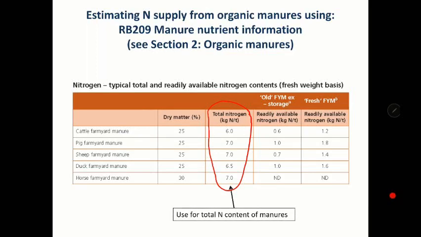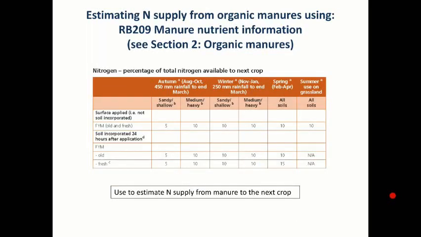So you use that for total N content of manure. And then what you do is you estimate N supply from manure to the next crop using this table. I'm showing you the ones for the farmyard manures. There are other ones in RB209 for other types of manure like poultry manure, pig slurry, etc. You can see here that it depends on quite a few different variables.